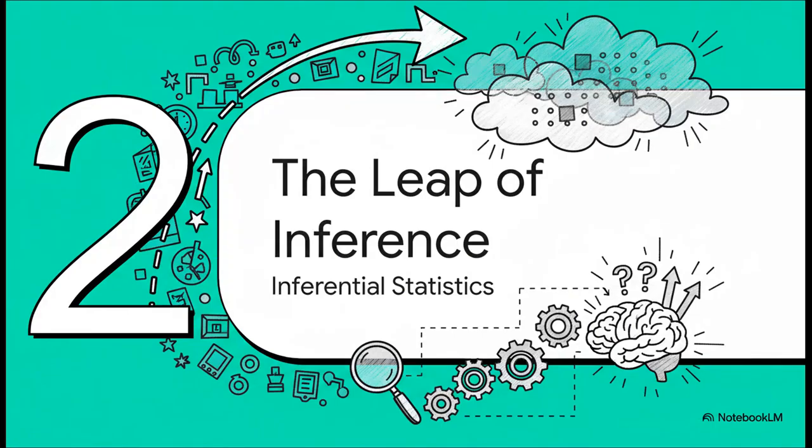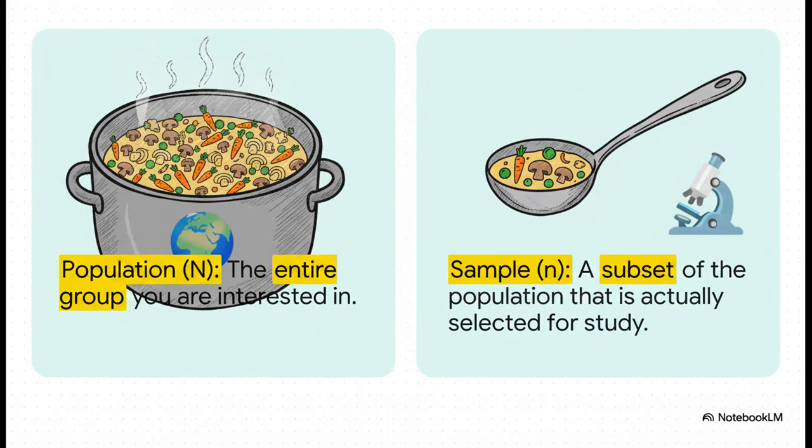So we've got a handle on how to describe the data we can actually see. But what about all the data we can't see? Well, this is where we take a leap of faith, a very calculated one, of course, into the world of inference. To make this leap, you gotta understand two key ideas.